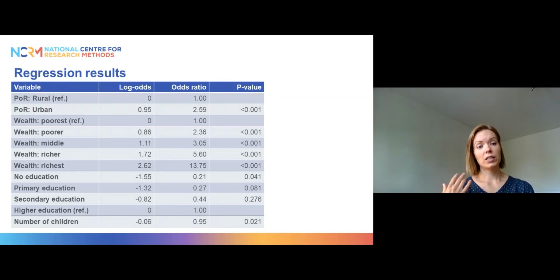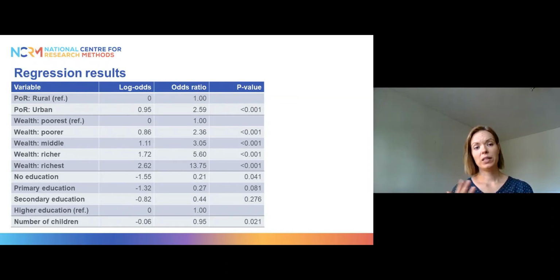Usually, regardless of which software you use, whether you use Stata or R or SPSS or some other statistical software, you will get lots of other things as well in your model, like confidence intervals and standard errors. And those are important as well. But today we will only talk about these three, the log odds, odds ratios and P-values. So that's why I'm not showing the other values.